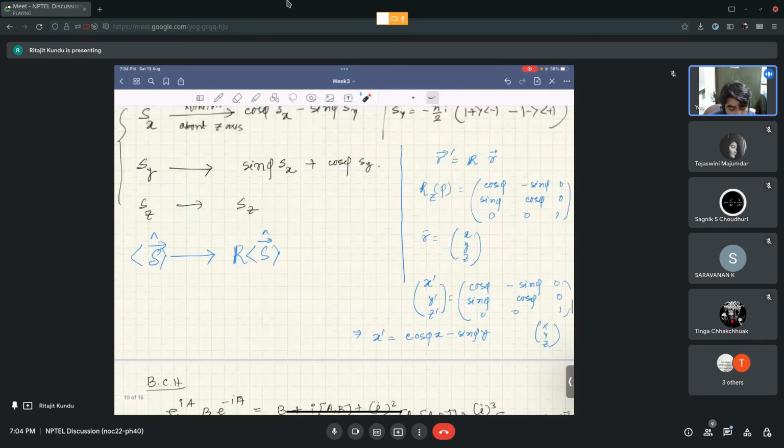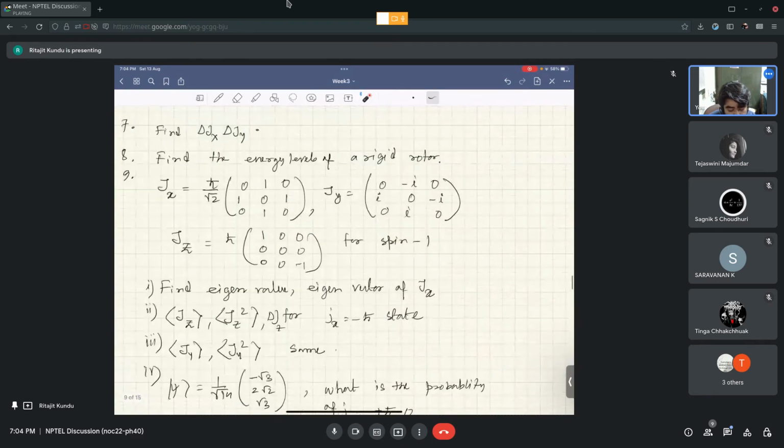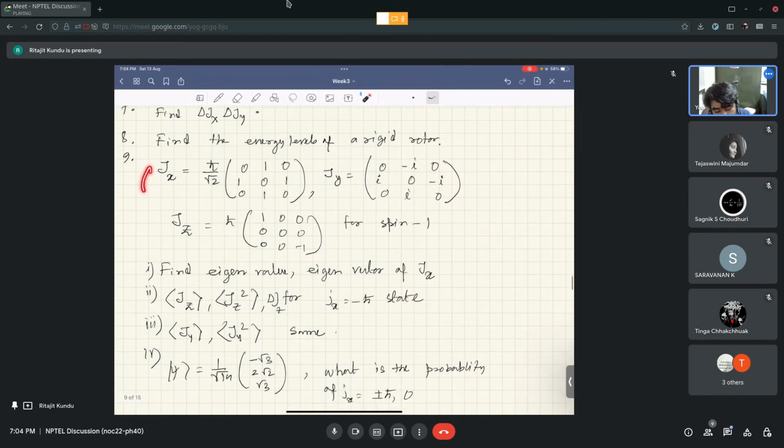So there is one additional problem that I want to talk about. Let's look at this problem once. This is the last problem for this session. Now we are talking about spin 1. For spin 1, the angular momentum operators jx, jy, jz are given by these 3x3 matrices. When you look at it, you can ask me how you get these matrices. Do they come out of the blue? How do you get this?